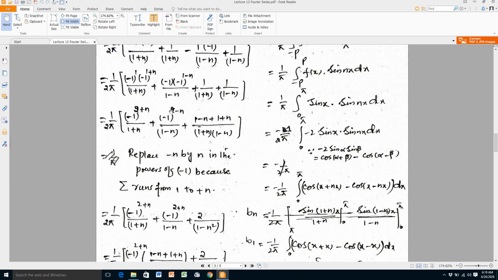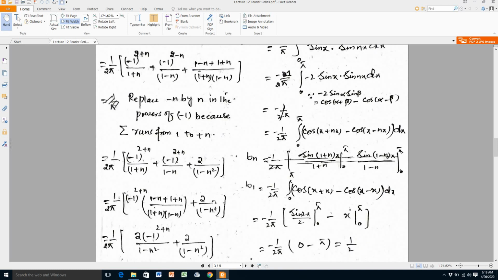So in this way I replace this negative n by positive n, and after simplification it becomes minus 1 raised to the power 2 plus n divided by 1 plus n, plus minus 1 raised to the power 2 plus n divided by 1 minus n, and after simplification this n is cancelled with this n, it becomes 2 over 1 minus n square.